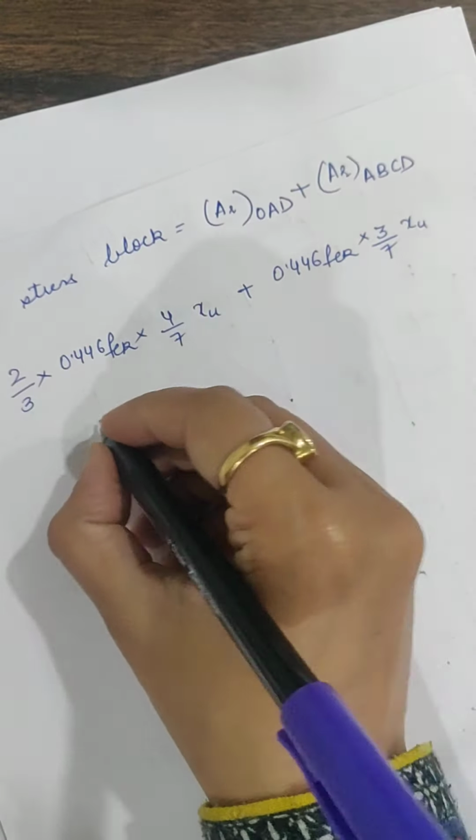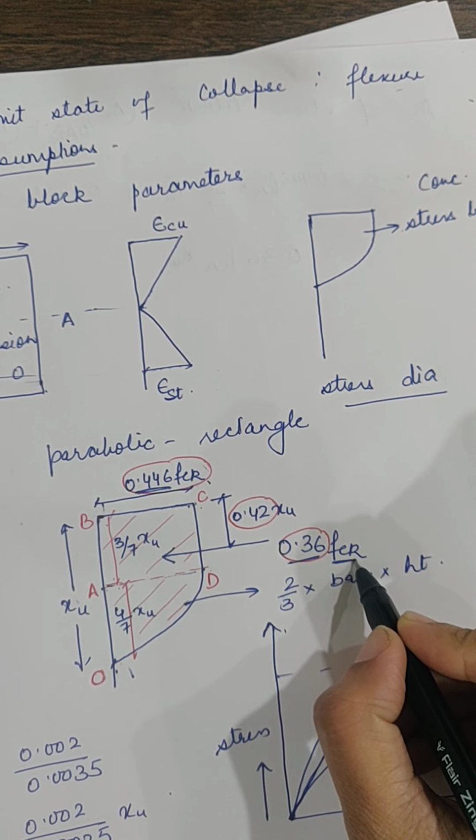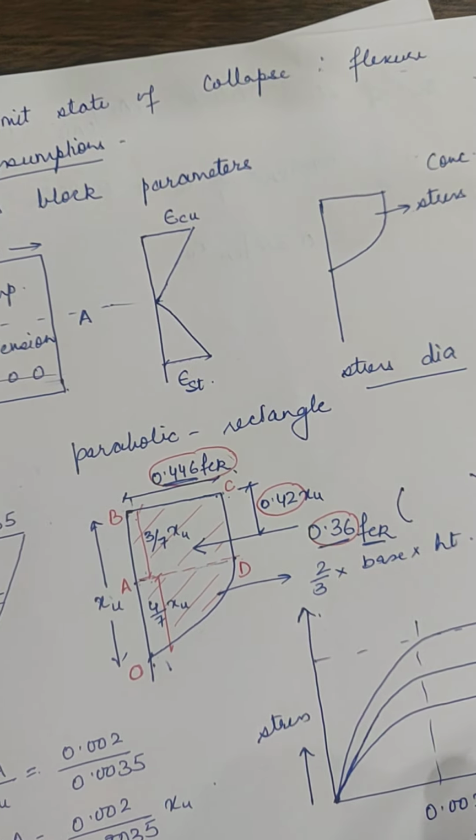You will get the value as 0.36 fck into Xu. Okay. So this particular area of the stress block is 0.36 fck, which is stress. If I want to get the force, I will multiply it with the area on which this stress is acting. So this stress is acting on this area, that is Xu into b.